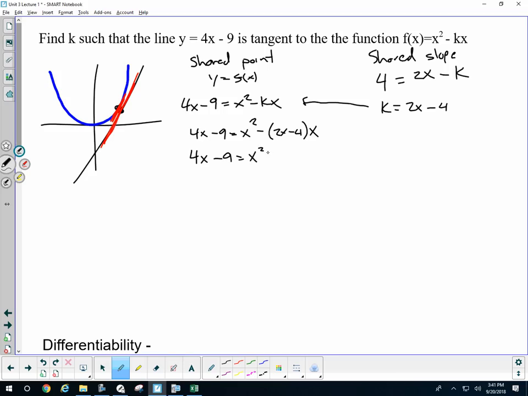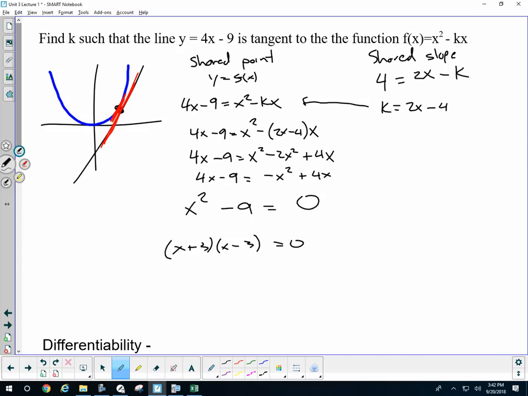x squared minus 2x squared plus 4x. I got x squareds and x's. Let's go ahead and pull those x squareds together on the same side and combine. I can add the x squared, subtract the 4x. Isn't it nice how simple some problems are set up to solve? We can either factor this, or x squared equals 9, x equals plus or minus 3.